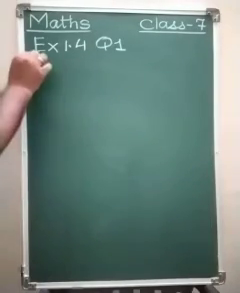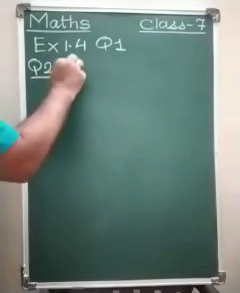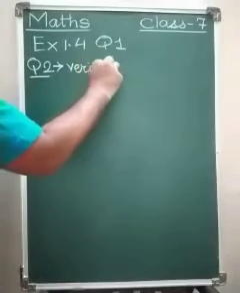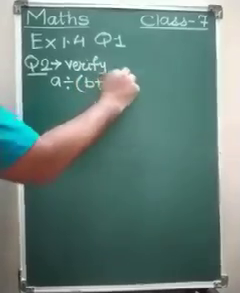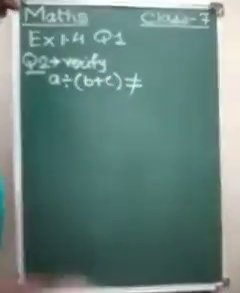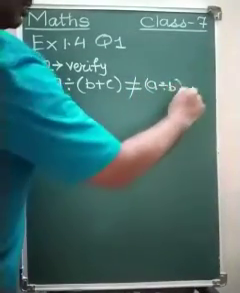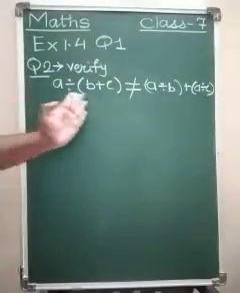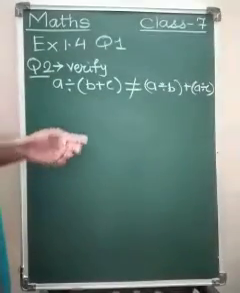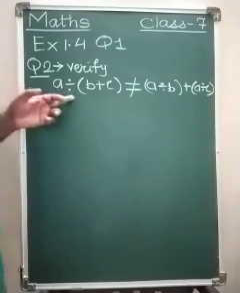Okay, what is question number 2? Verify: A divided by (B plus C) is not equal to A divided by B plus A divided by C. Somewhat this is a distributive property, distributivity of division over addition, but it is not true for division. For multiplication it is true, so here it is not true.